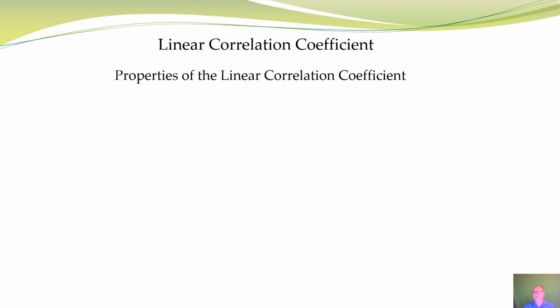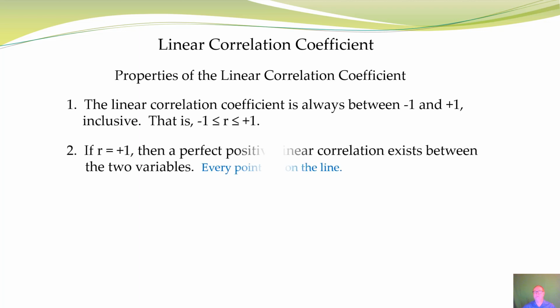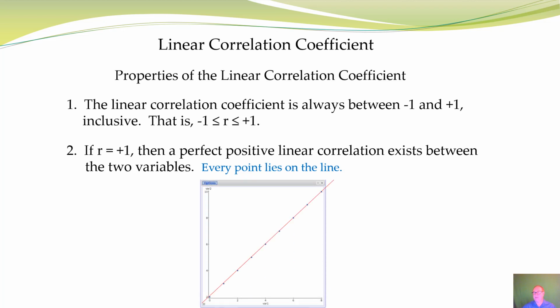Properties of a linear correlation coefficient. First, the linear correlation coefficient is always between -1 and +1 inclusive. That is, r is greater than or equal to -1, less than or equal to +1. If r equals +1, then a perfect positive linear correlation exists between the two variables. Every point lies on the line. An example would be here. If you have this set of points, you drew a line, every point is on the line. This would be a positive linear correlation. It increases as you go from left to right, and all points are on the line.